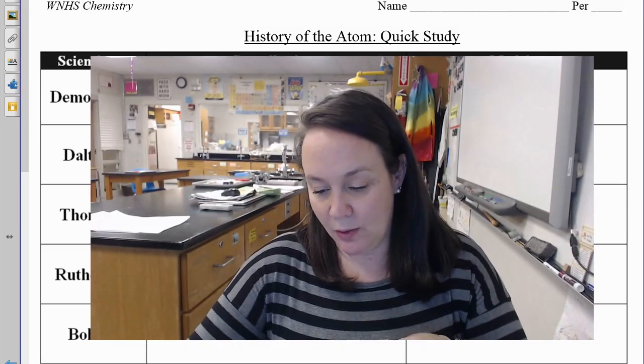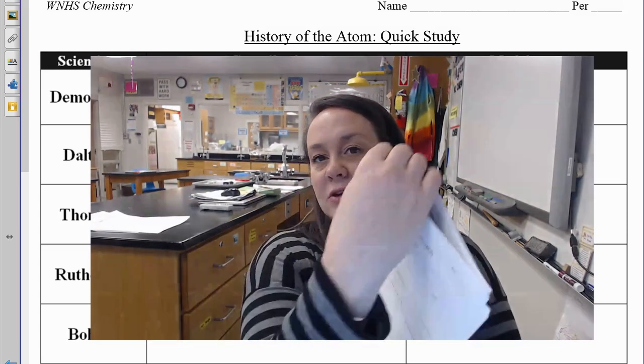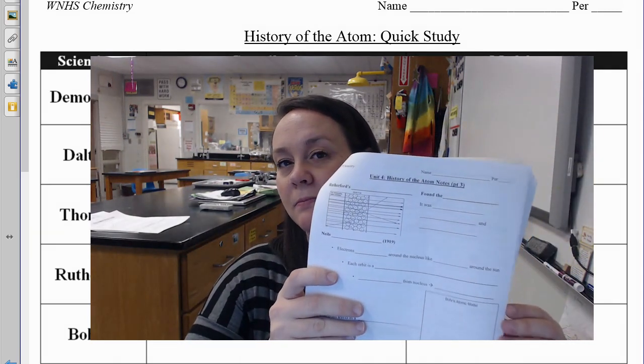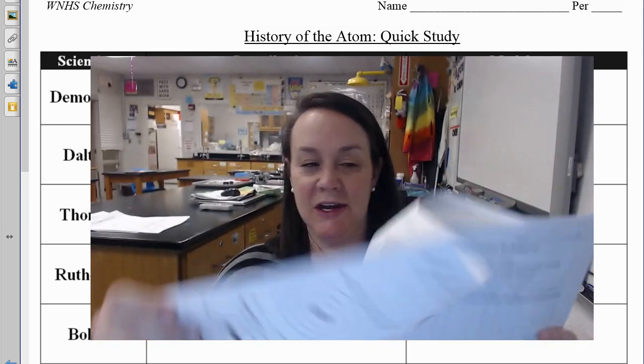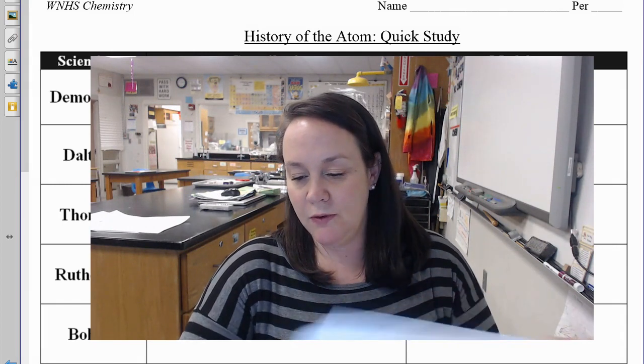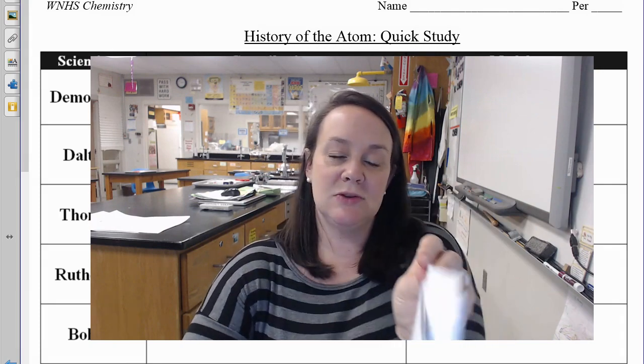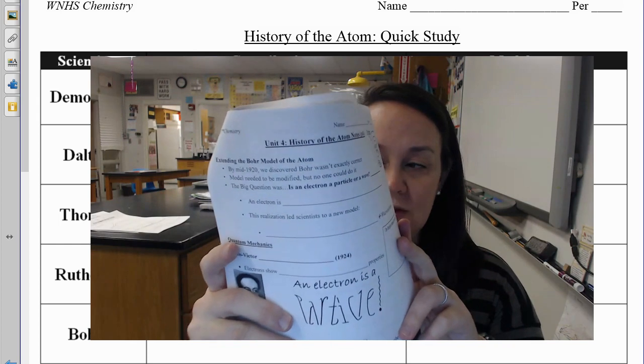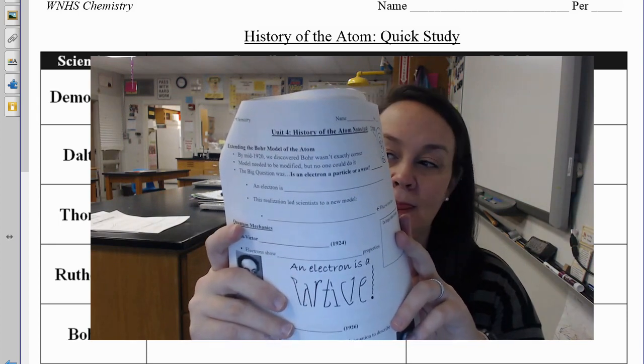Then there is a bell work that you should have filled in. Please go through and make sure that you have the notes number 3 filled in. Perfect. That's in week 15. And then make sure worksheet number 2 if you want to work on that, and bell work number 3 if you want to work on that. Then you need History of the Atoms Notes Part 4. This is also in week 15.